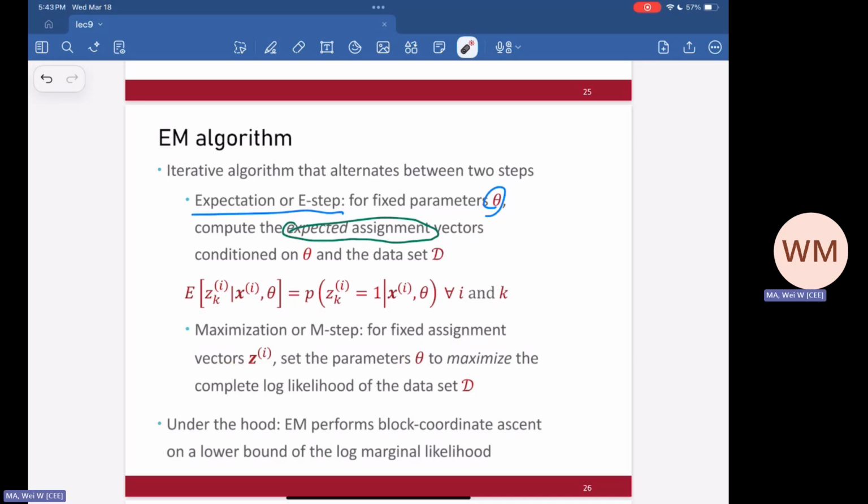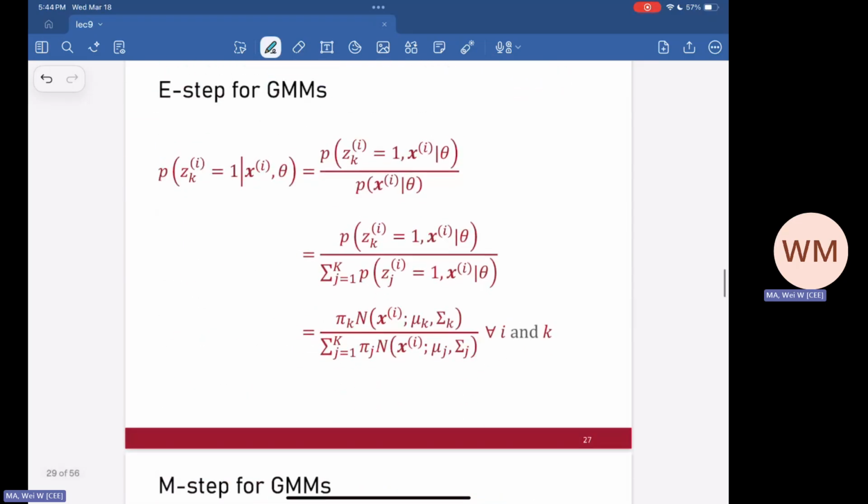This reads very similar to the k-means, right? Actually, this is also a block coordinate descent. This is ascent, so it's the same. Mathematically, this is a block coordinate ascent on a lower bound of the marginal likelihood function. There is some proof. If you are reading a book, they will give you a proof of why the EM algorithm works.